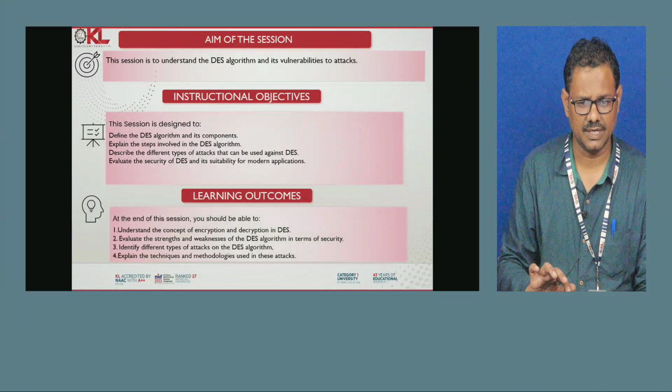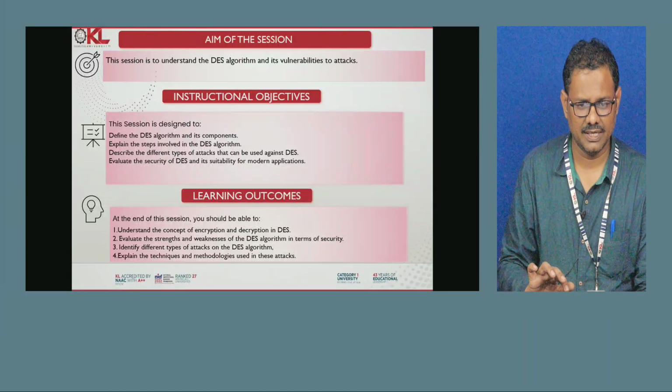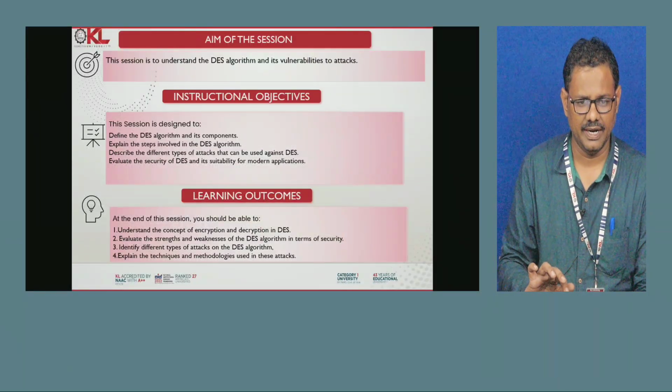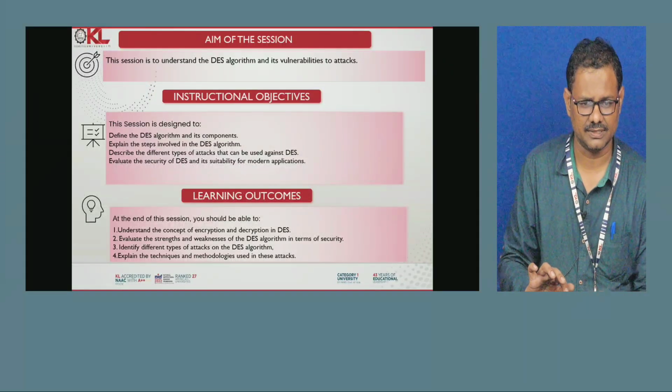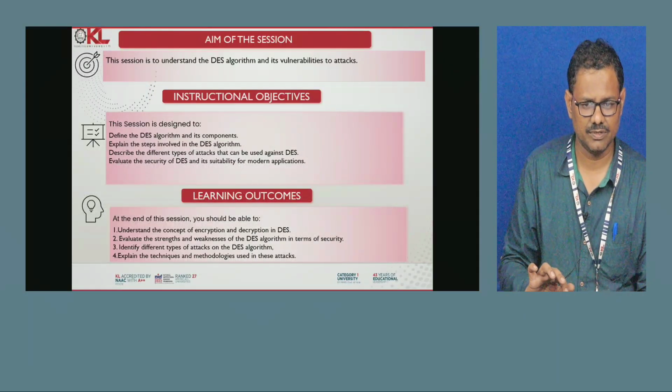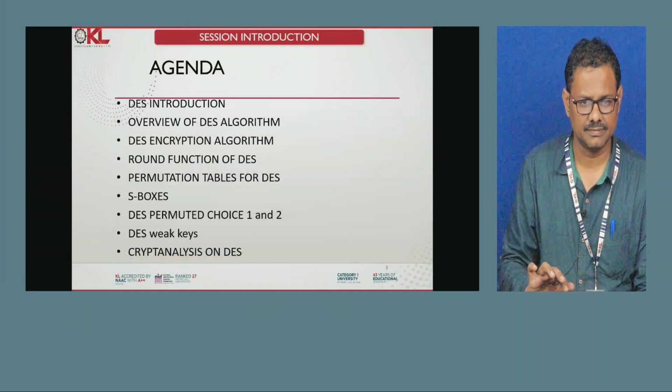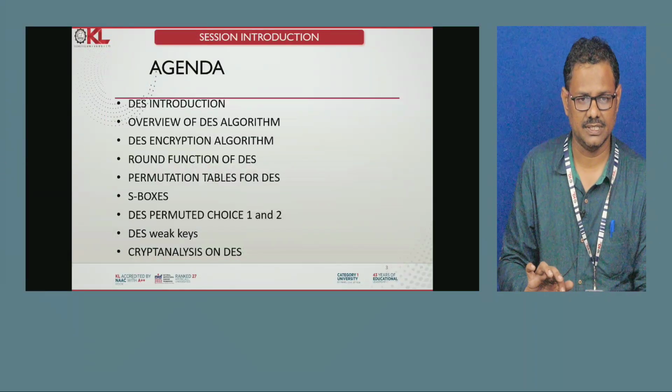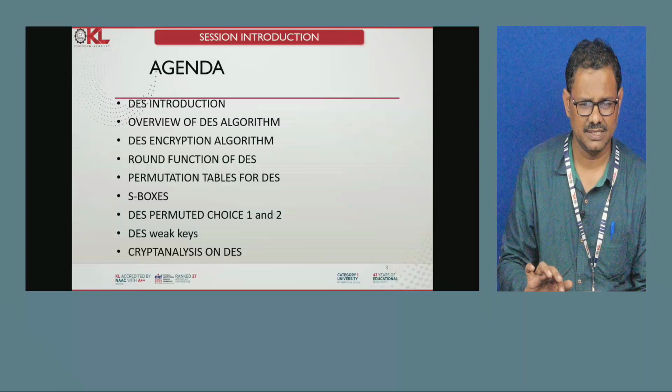Next, learning outcomes. Understand the encryption and decryption of DES, evaluate the strength and weakness of the DES algorithm in terms of security, identify different types of attacks on the DES algorithm, explain the techniques and methodology used in these attacks. These are the aim, instructional objectives and learning outcomes of DES. What we are discussing in this session: DES introduction, overview of the DES algorithm, DES encryption algorithm, round function of DES, permutation tables for DES, what is an S-box, what are DES permuted choice 1 and 2, DES weak keys, and cryptanalysis of DES.